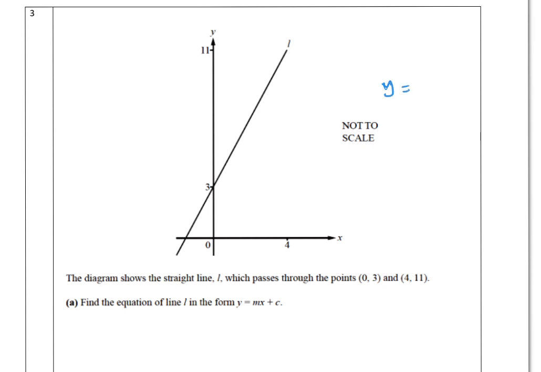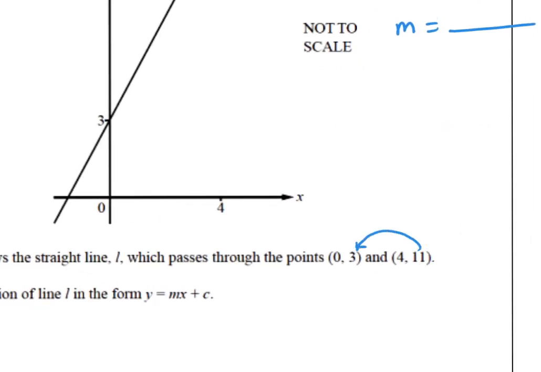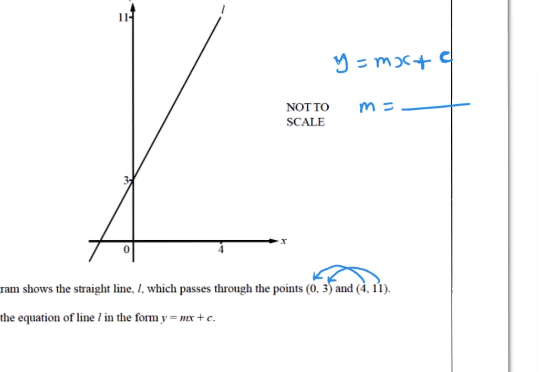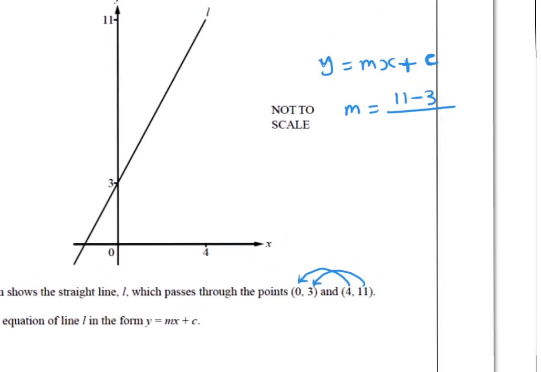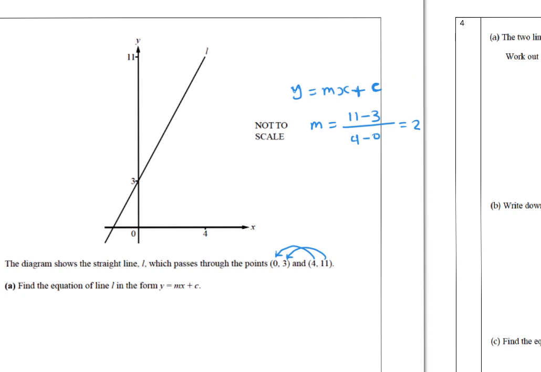So it's the general form y equals mx plus c. C or b, no difference. C or b stands for the y-intercept. Now how to find m? You have 2 points. So y minus y, 11 minus 3, over x minus x, 4 minus 0. So m equals 11 minus 3 over 4 minus 0, which is 8 over 4, which is 2. After you find the gradient, write the equation for the line: y equals 2x plus c. Now how to find c?